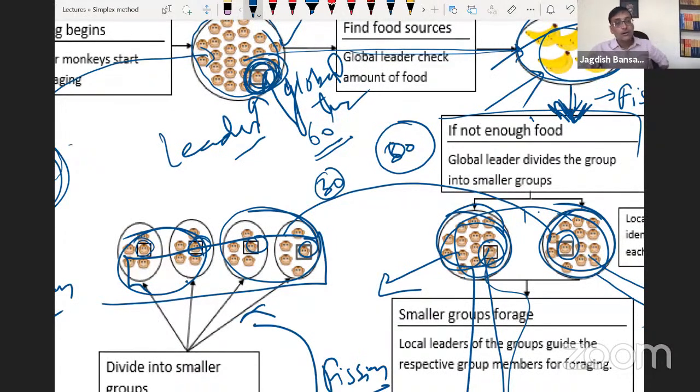What is the benefit of having this fission and then fusion? This is called the fission-fusion social structure. What is the benefit of having this structure? If they would have searched in a single group, then they could explore only a limited area of the forest. But when they have done this fission according to the requirement, then first of all they avoided the competition. Just imagine, if the food is less and the requirement is more, there will be competition.